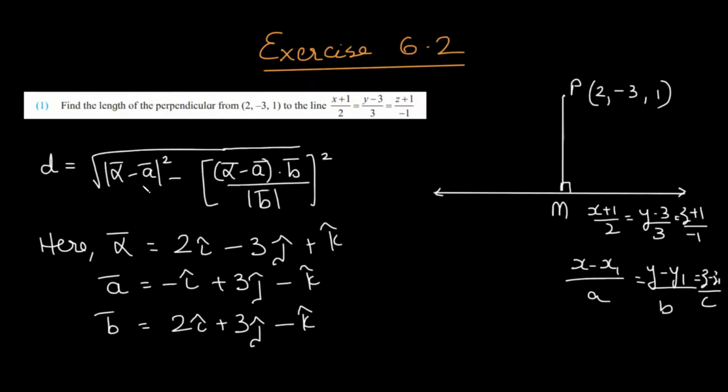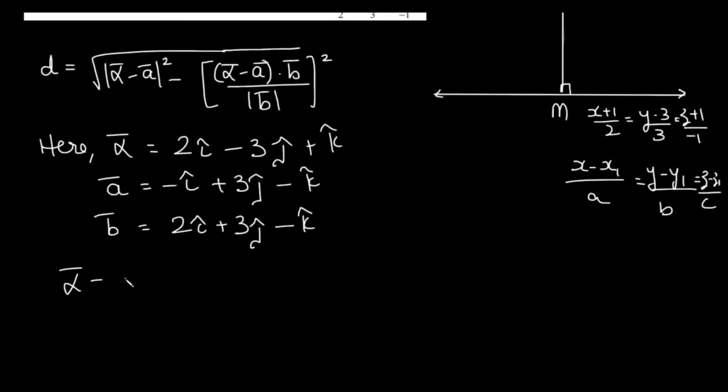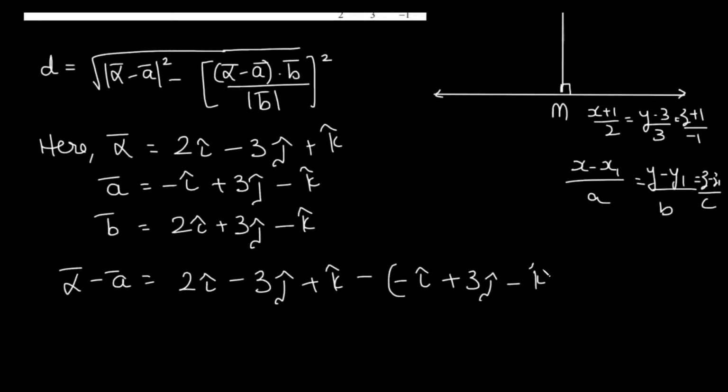Now we need alpha minus a for us, isn't it? So alpha minus a is given by 2i minus 3j plus k, minus of minus i plus 3j minus k. Solving it further, 2i plus i gives us 3i, minus 3j minus 3j gives us minus 6j, and k plus k gives us 2k. Remember, signs change after the minus sign. So this gives us alpha minus a. We need mod alpha minus a.